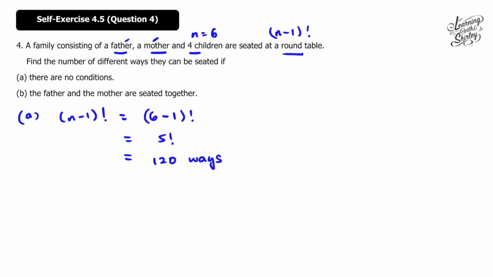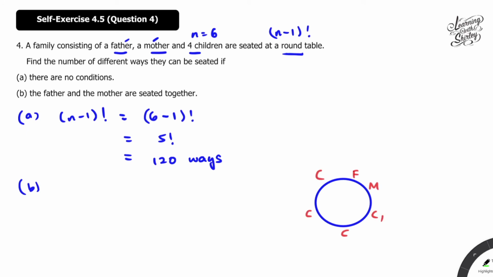Okay, now let's solve for B. The father and the mother are seated together at the round table. Let me draw one round table. So let's say this is a round table. The father and mother have to be seated together. Let's say this is the father and this is the mother. And then the other 4 children will be in random order. Let's say C, C, C, C. It can be C1, C2, C3, C4. It can be C2, C3, C4, C1, and so on. But the condition is that the father and mother must be together.